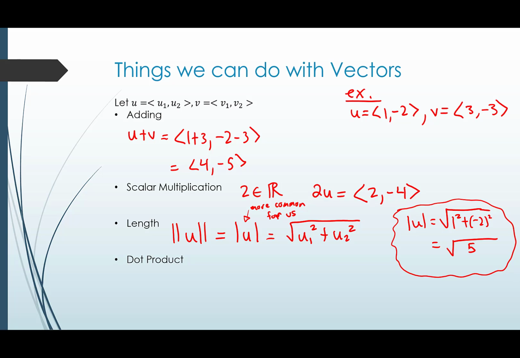Now notice length is always a positive quantity, so if you're ever getting anything negative, double check your work for sure. The last thing we can do with vectors, which we may not use as much, is what's called the dot product, u dot v. First of all, it's going to give you a number. To calculate this number, you multiply like coordinates, almost like a FOIL, and then add that together. So if we're dealing with two-dimensional vectors, this will be u1 v1 plus u2 v2.